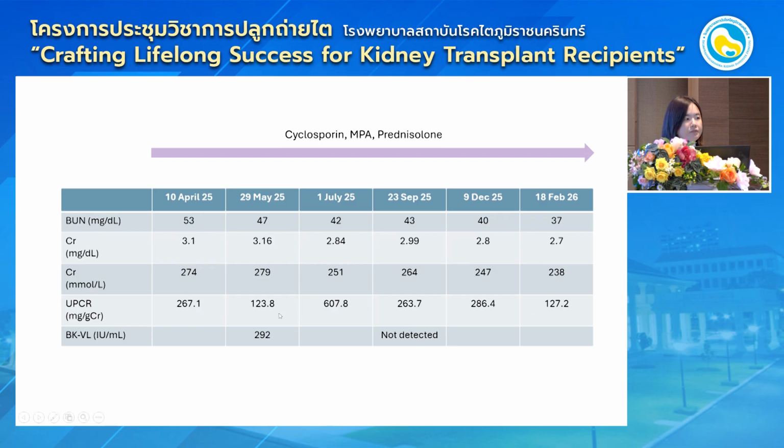We followed this case for around 1 year and a half. The creatinine right now is around 2.7, and actually the best creatinine is 2.2. The UPCR has decreased, and the BK viral load is still not detected.